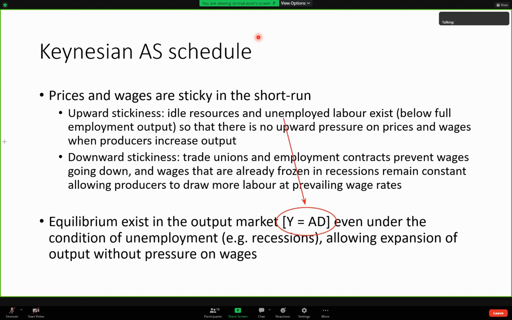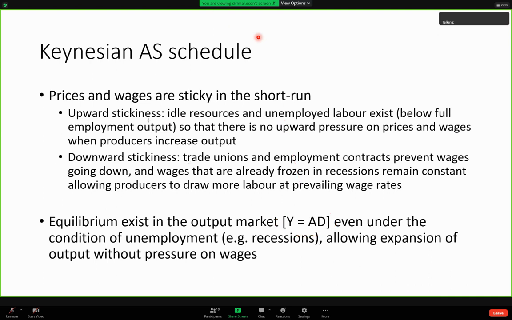Unemployed resources, which means the producers can hire labor at the ongoing wage rate. And even if they increase their demand for labor, it will have no pressure on the wages in the economy. Why no pressure? Because at equilibrium, there may be unemployment. Why the downward stickiness?